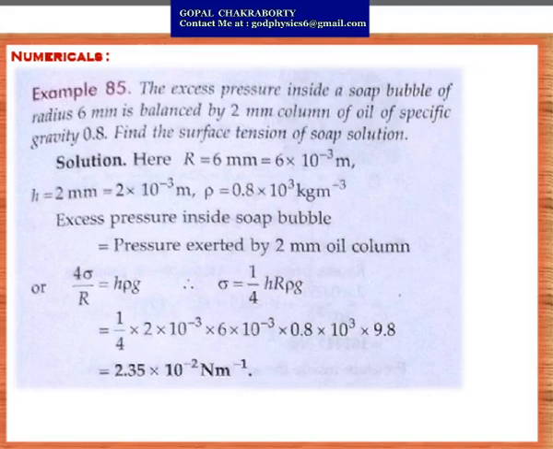So here what is given: the radius r equals 6 mm, that means 6 into 10 to the power minus 3 meter. The height is 2 mm, that means 2 into 10 to the power minus 3 meter. Rho, the density, is 0.8 into 10 to the power 3 kg per meter cube. The excess pressure inside the soap bubble equals the pressure exerted by the 2 mm oil column. So these two are equal. As per the formula, 4 sigma by R equals H rho g. So surface tension sigma equals 1/4 of H into R into rho into g. Now substituting all the values, you get the surface tension equal to 2.35 into 10 to the power minus 2 newton per meter.